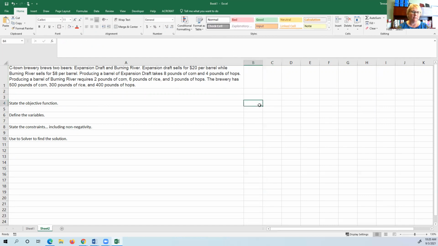To state the objective function, if I'm handwriting on an exam, I would read this and say, Seatown Brewery brews 2 beers, Expansion Draft and Burning River. Expansion Draft sells for $20 per barrel, while Burning River sells for $8 per barrel. Okay, I've come across a keyword that tells me what my objective function is. I'm talking about sales value.